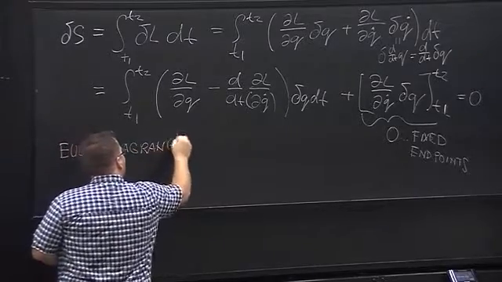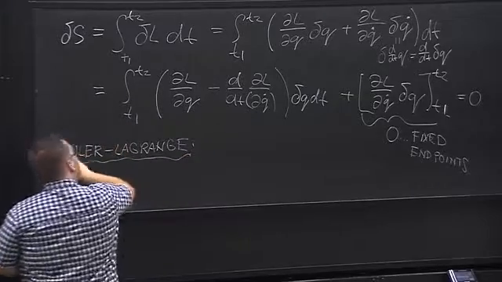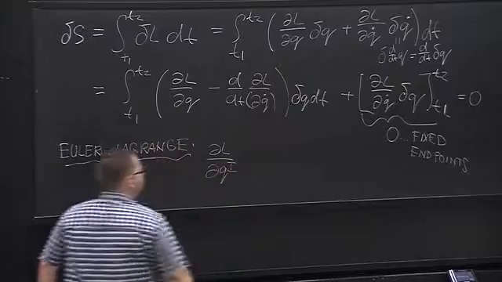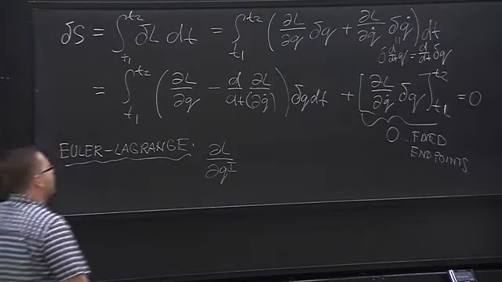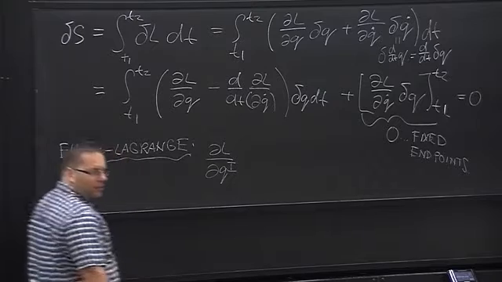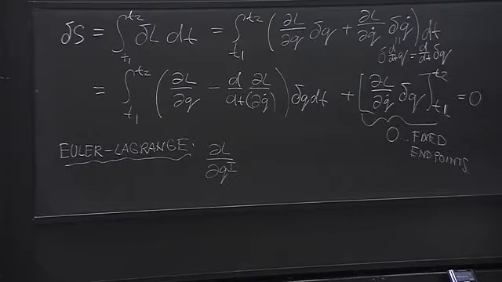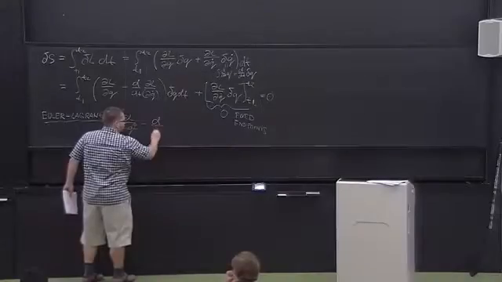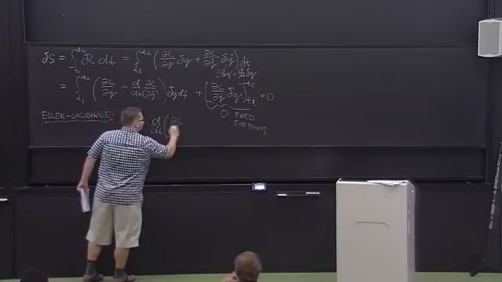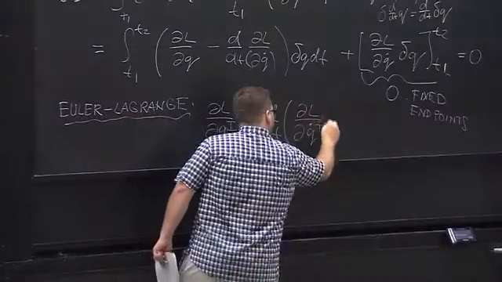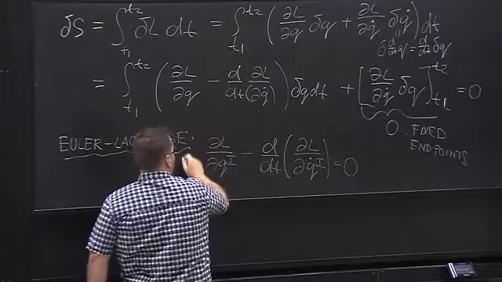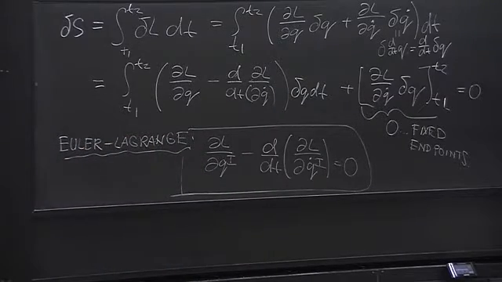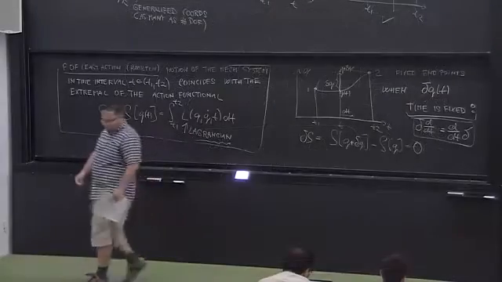are nothing else than d over dt of dL over dq dot minus dL over dq equals 0. If you have more of these, you can put this index i. Let's say I have n generalized coordinates, so I have n equations of motion, d over dt dL over dq dot i minus dL over dq i equals 0. And that's your Euler-Lagrange equations, which tell you how the motion really looks like.